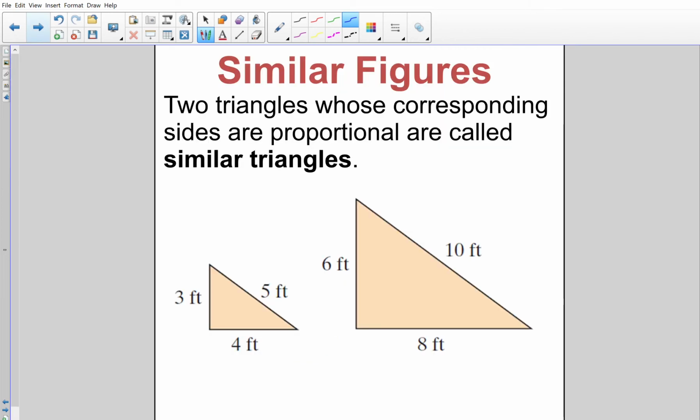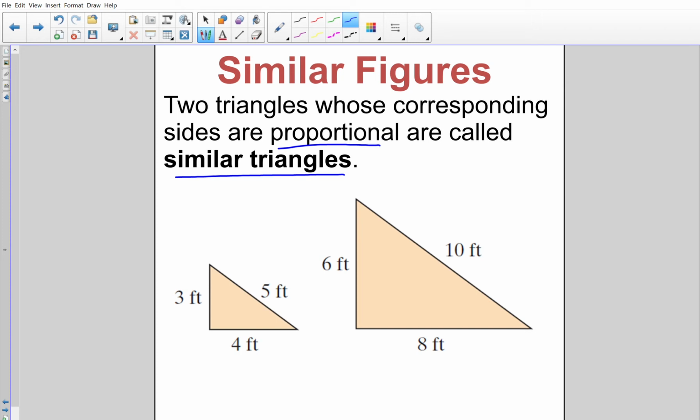So what we also have, because we have ratios and proportions, is that we have similar figures. So two triangles, I'm going to say polygons. Polygons are shapes that have multiple sides, any sides. So a square, rectangle, anything's called a polygon. Whose corresponding sides are proportional are called similar triangles, or we can call them similar figures. I call them similar figures a lot.